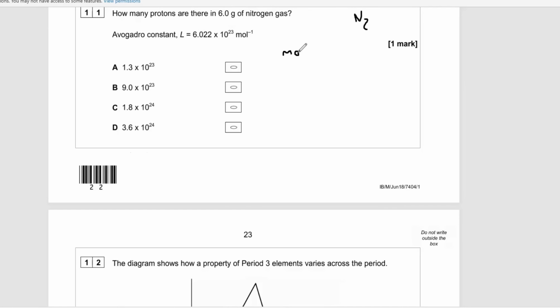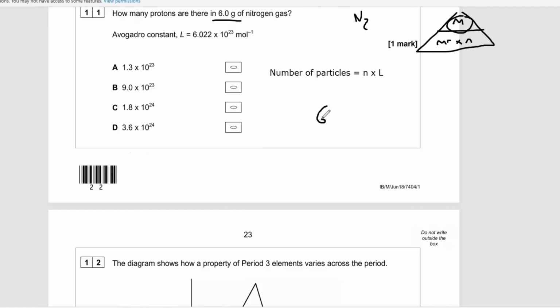So what do we need to know here? Well, we've been given the mass, right? We've been given 6 grams, that's the mass. And we've also been given Avogadro's constant, which is the number of particles in a mole. And we've been asked to find how many protons are in 6 grams of nitrogen. So there's an equation for Avogadro's constant, L, and it is number of particles is equal to moles times L. And then we've been given the mass, and you know there's an equation, moles equals mass over Mr. So you see the link: the moles is the link between the two.